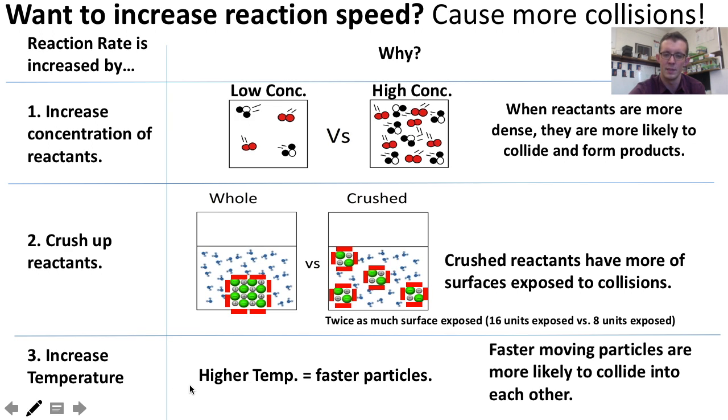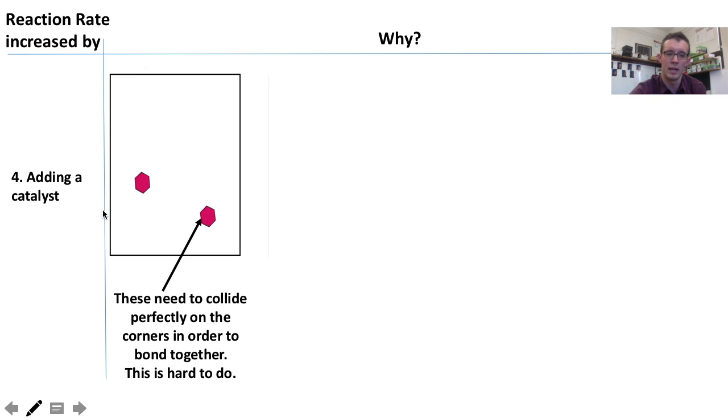Another way of increasing the speed of the reaction would be to increase the temperature of the reaction, because a higher temperature means the particles are moving faster. And if the particles are moving faster, they're more likely to collide with each other and form into products. And last, we can increase the speed of a reaction by adding a catalyst.